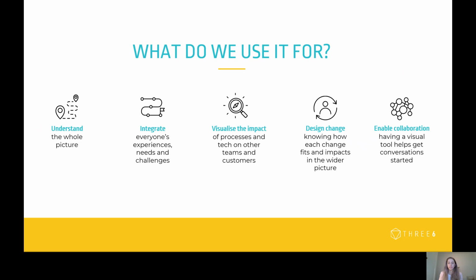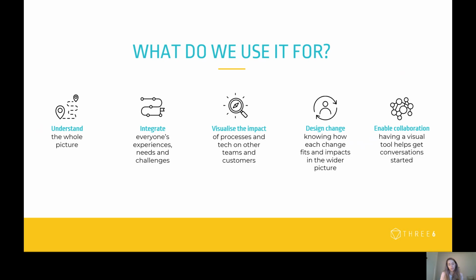We also use it to design the change. If you have a customer experience and you're going to change it, move things from one point to another, or eliminate something, we need to see how those changes are going to impact the whole end-to-end experience, but also your internal processes. Same if you're going to make a change in a process: how is that going to impact your customer experience or other processes?